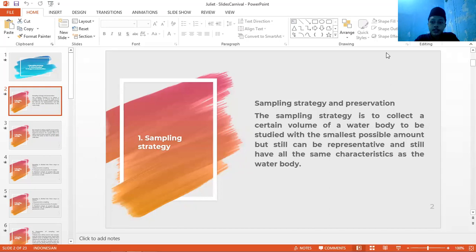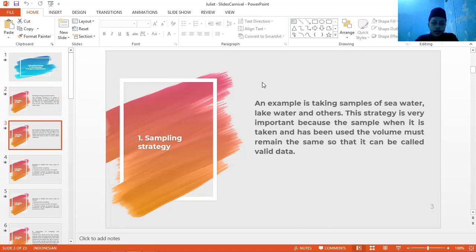Sampling strategy and preservation. Sampling strategy is to collect a certain volume of a water body to be studied with the smallest possible amount, but still representative and with all the same characteristics as the water body. An example is taking samples of seawater, lake water, and others. This strategy is very important because when the sample is taken and used, the volume must remain the same so that it can be called valid data.